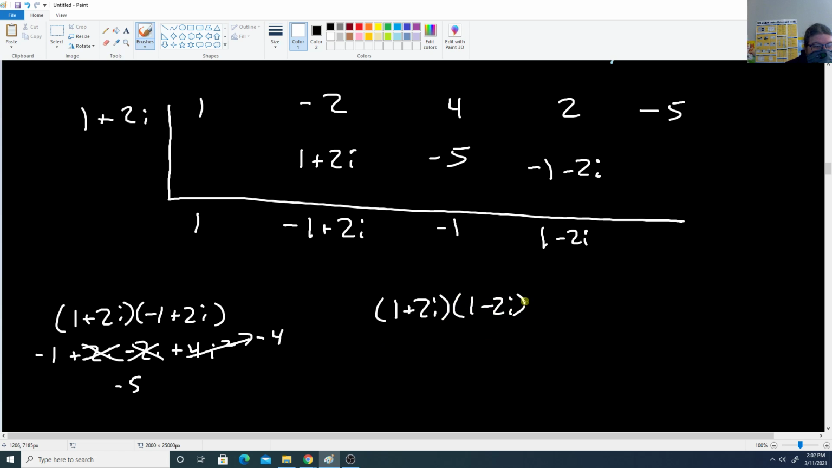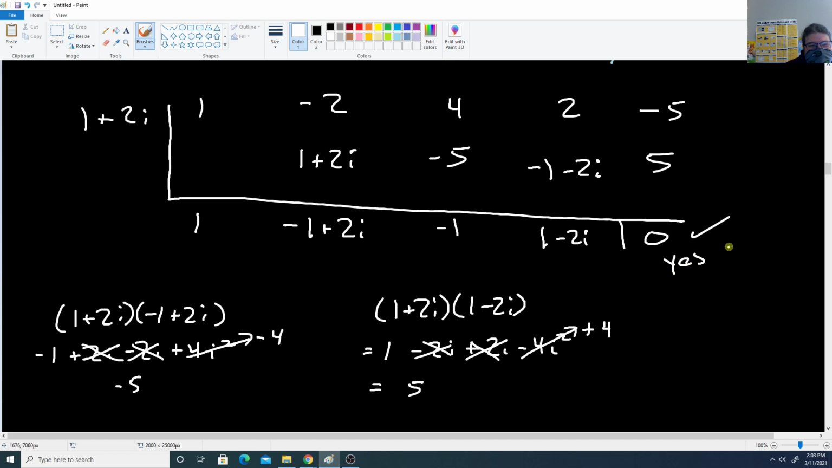So I FOIL that out. 1 times 1 is 1. Outer becomes negative 2i. Inner is positive 2i. Last is negative 4i squared. So these cancel. Negative 4i squared becomes positive 4. 1 plus 4 is positive 5. That adds up to 0. So in this case, yes, k equals 1 plus 2i is a 0 of f.